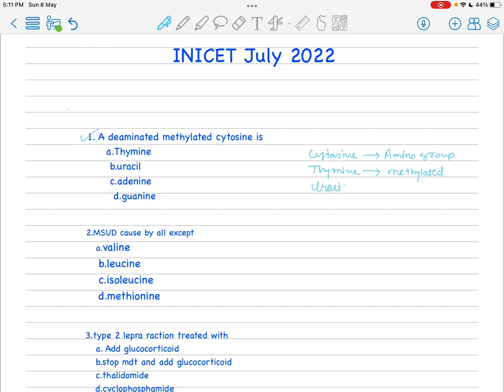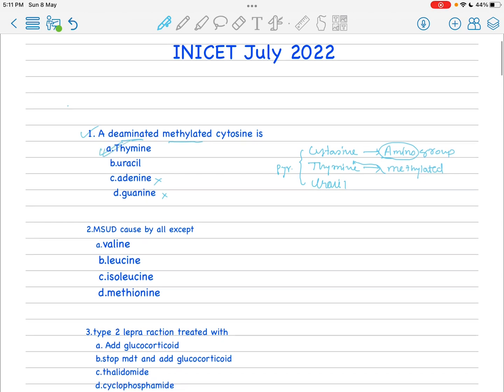Uracil is a pyrimidine, and in the purine group there are 2 rings and in pyrimidine there is 1 ring. As they mentioned deaminated methylated cytosine, there is no ring attachment, so we can easily rule out adenine and guanine. If we remove the amine and add the methyl group, this leads to thymine. So the answer should be thymine.